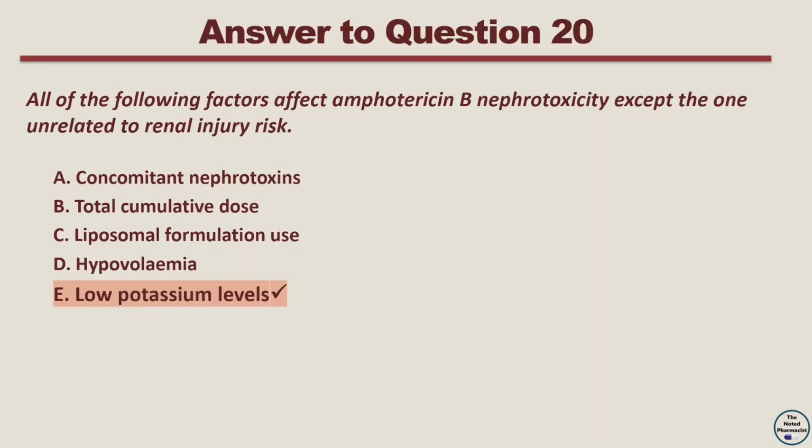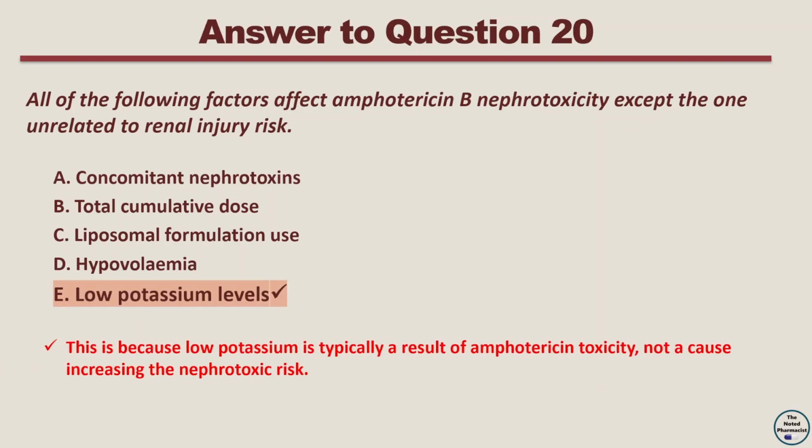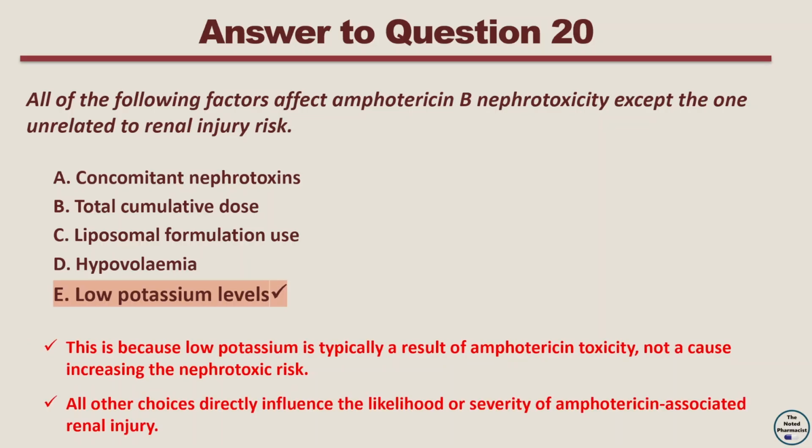The correct answer is option E, low potassium levels. This is because low potassium is typically a result of amphotericin toxicity, not a cause increasing the nephrotoxic risk. All other choices directly influence the likelihood or severity of amphotericin-associated renal injury.